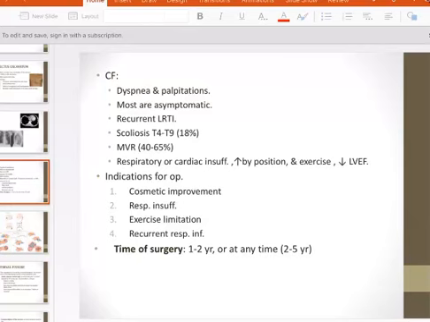Indications for operation: especially in females, they seek it for cosmetic reasons, or maybe they have repeated respiratory infections, or exercise limitation, or respiratory insufficiency. The best time of treatment, the age of the patient, is in the first to second years of life, and maybe extended to 5 years. But unfortunately, all my cases come in adolescence.